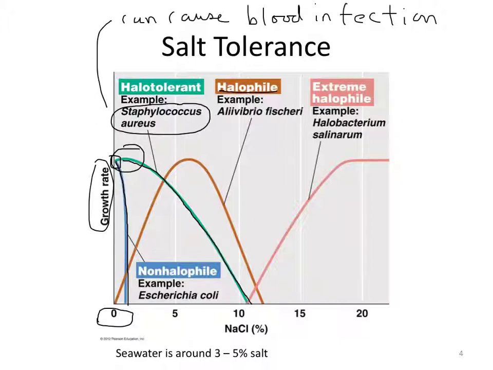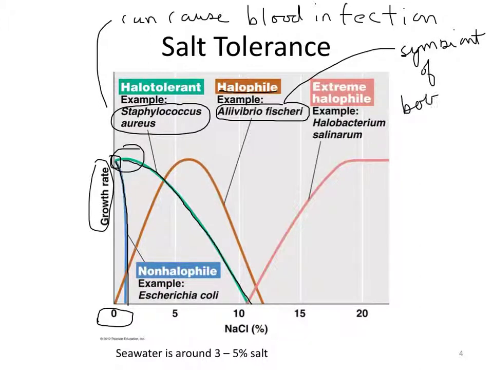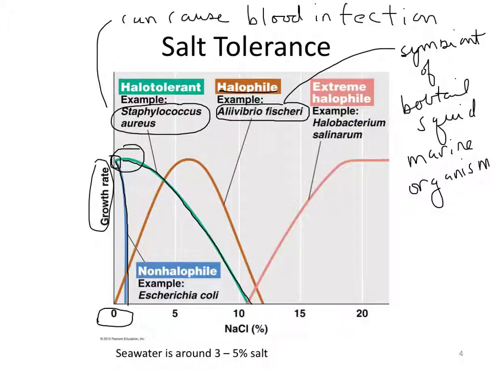Halophiles, for example, Aliivibrio fischeri, this is a symbiont of the bobtail squid. So it's a marine organism. And if you're a marine organism, you're good with the salinity of seawater. So you're typically quite halophilic. You like salty conditions. And in fact, it grows optimally at between about 5 to 7% sodium chloride equivalent.